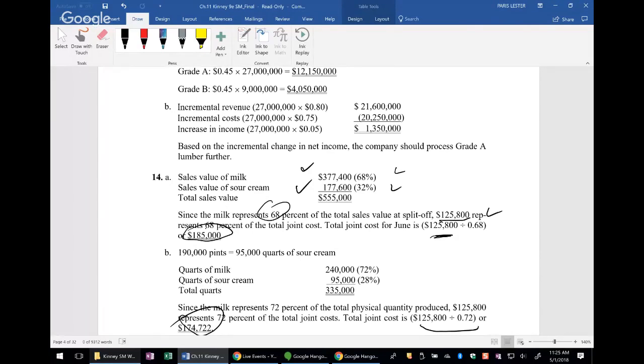In July, they processed 37.7 tons of fish. 1 ton equals 2,000 pounds. Joint cost, 142,000. On average, each pound of product has the following selling price. We got fish, fish oil, and fish meal. Now see if you can do a part for number 15. Take about 5 minutes.